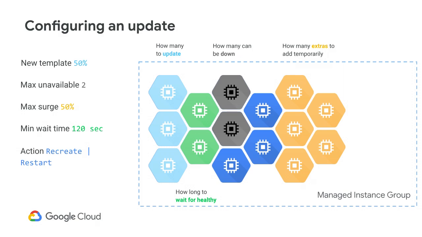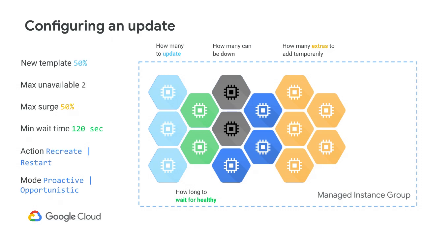And finally, you can make an updater proactive, which means that it will do the rolling update automatically, or opportunistic, which means that it will only create new machines when they are needed, for example, when scaling up, and it will only delete the old machines when it's needed, for example, if you resize the group down.